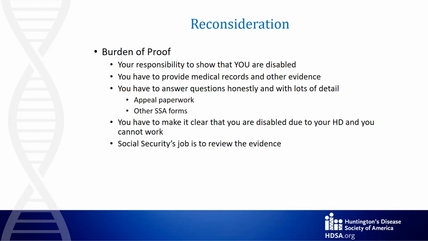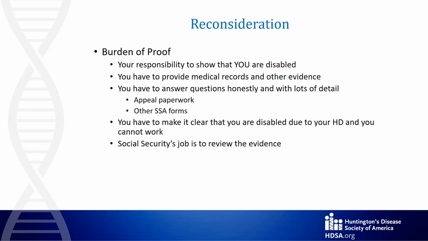You have to make clear that you are disabled due to your HD and you cannot work. Social Security's job in this process is to review the evidence. It is your responsibility to provide the evidence and paint a very clear picture as to why you are disabled. And there's still misconceptions in the HD community and with Social Security in general that if you have something as severe as Huntington's disease, you're just going to automatically get approved, or that compassionate allowance means you get automatically approved, and that's not right. You have to show the burden of proof.